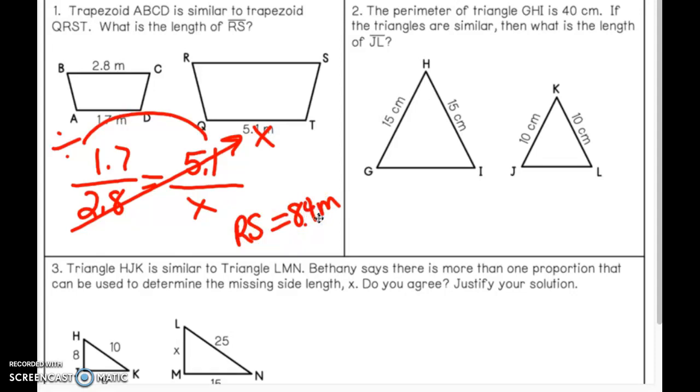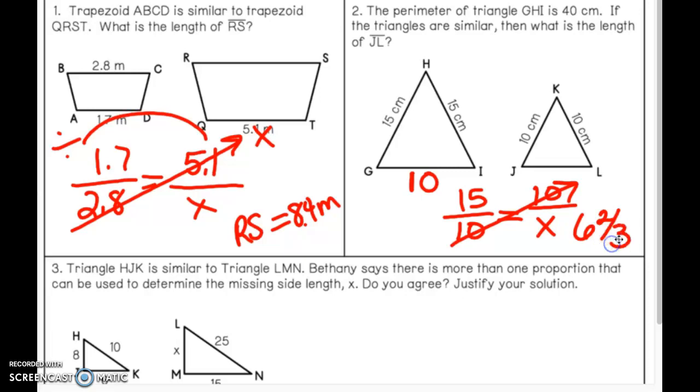So the perimeter of triangle GHI is 40. If the triangles are similar, what is the length of JL? So we know the perimeter is 40, so this is 15, and 15 is 30. So this is 10. So we know 15 over 10 is equal to 10 over x. That is 100 divided by 15, and our answer here is 6 2/3.